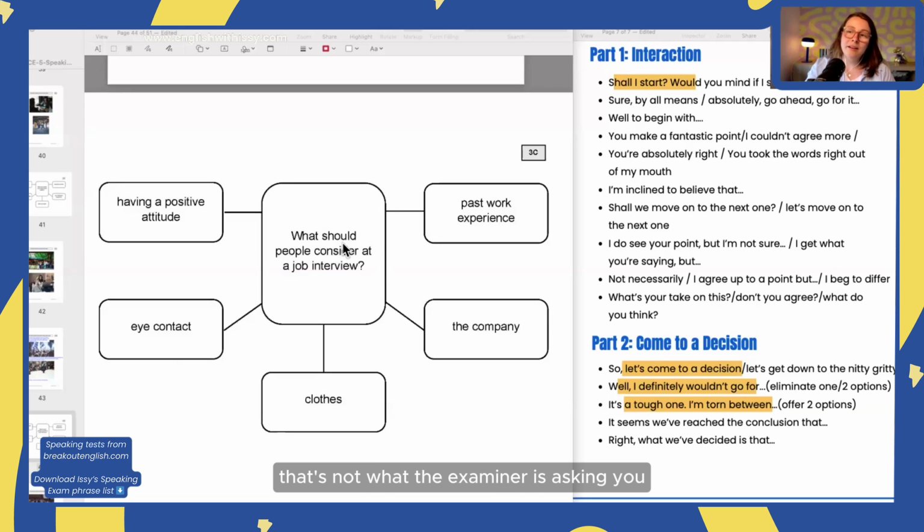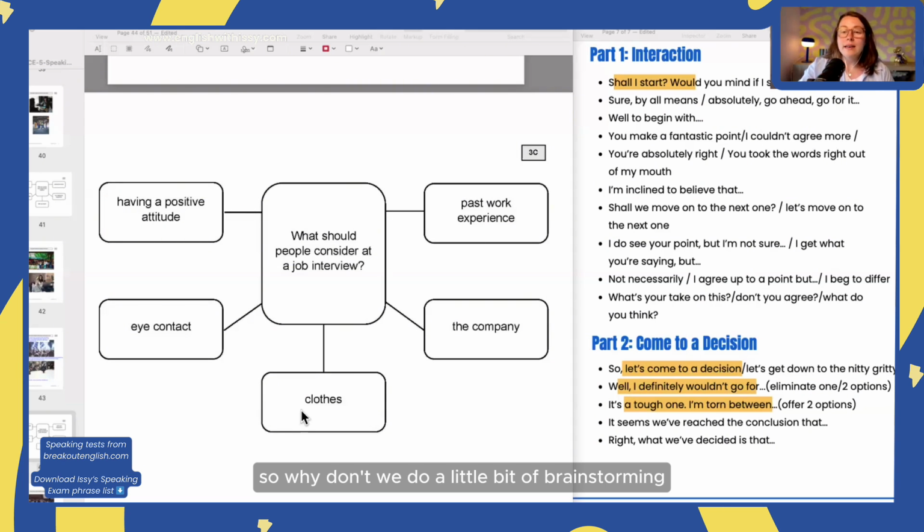That's not what the examiner is asking you. They're just asking you, what should people consider? So we should say they should consider this because of this reason. They should consider clothes because of this reason. They gave you the points. They just want you to expand on those points a little bit more.